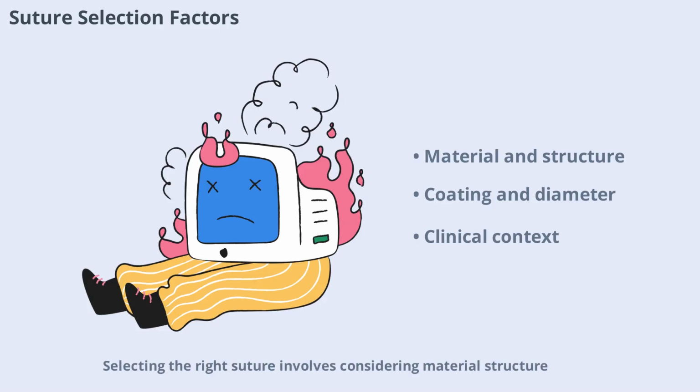Selecting the right suture involves considering material, structure, coating, diameter, and clinical context. Surgeons must assess tissue type, healing time, infection risk, and patient needs to ensure optimal outcomes. Proper suture selection minimizes complications and supports effective wound healing.